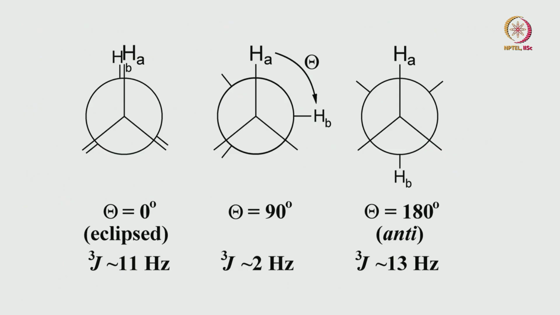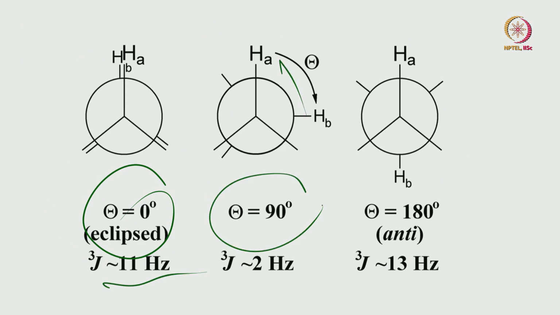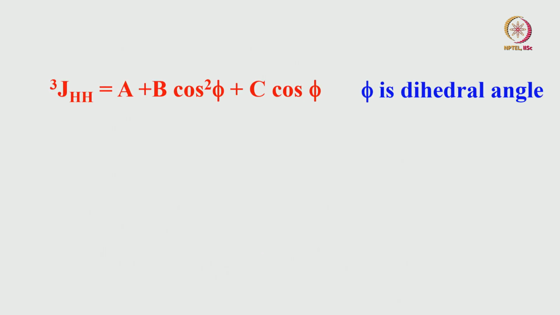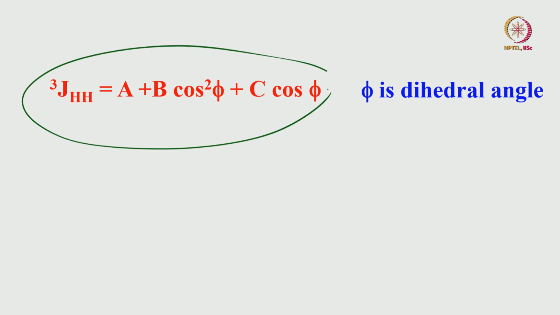So for example, if it is eclipsed, if it is 90 degree, if it is trans or anti, you can find out. If it is eclipsed, 0 degree, coupling is this much. If it is 90 degree orientation, 3J coupling is 2 hertz, and if it is anti, 180 degree, it is 13 hertz. So, I said 3J coupling is very important, that throws light on the conformation of these molecules. And how do we get this dihedral angle? This is given by a famous equation called the Karplus equation. Remember, J = A + B cos squared phi + C cos phi is the famous Karplus equation.